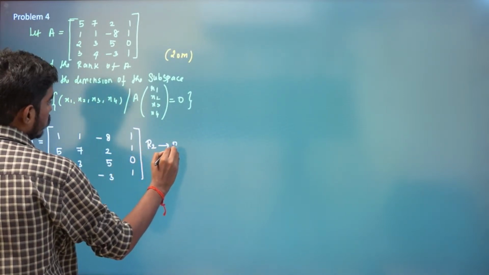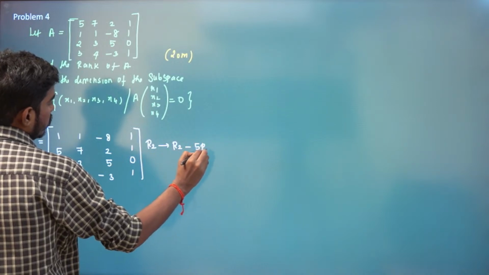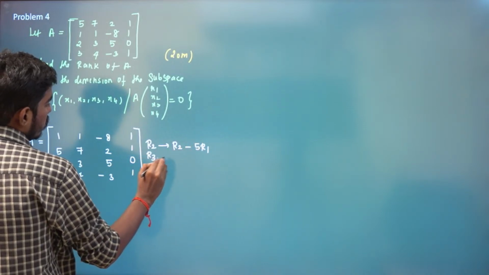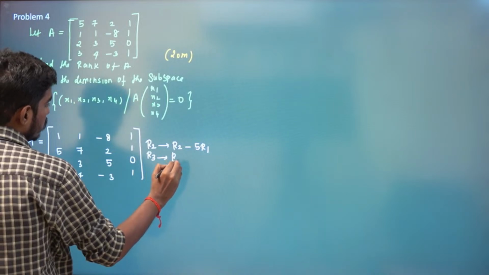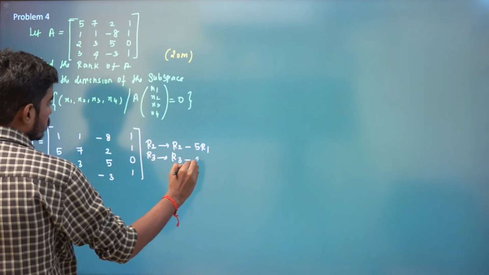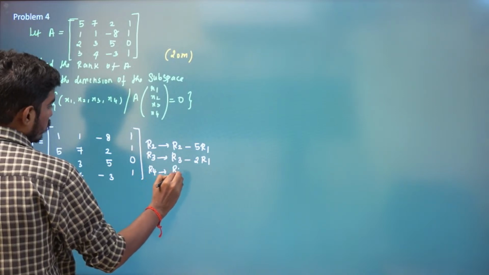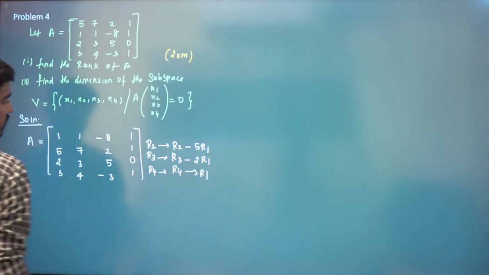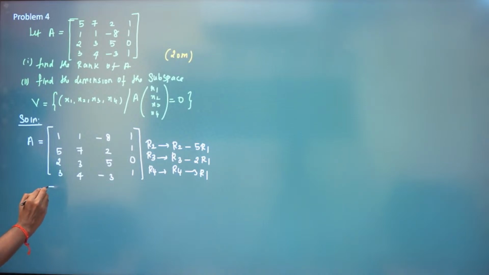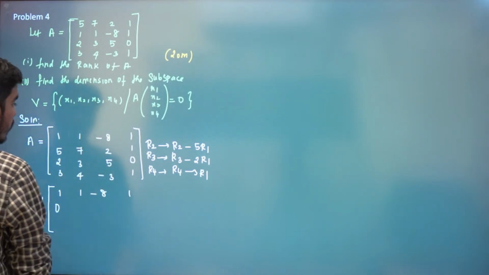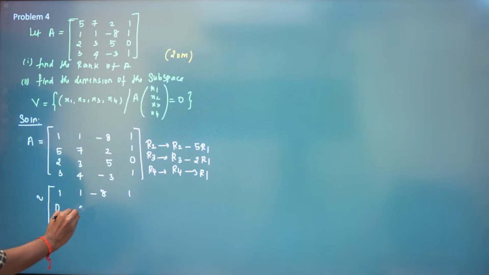R2 is transformed to R2 minus 5 times R1. R3 is transformed to R3 minus 2 times R1. R4 is transformed to R4 minus 3 times R1. So this is equivalent to 1, 1, minus 8, 1. You multiply by 5 and then you subtract.